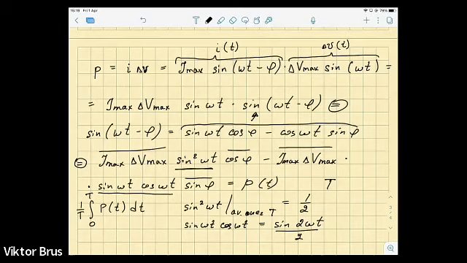So in this case, if we take the average over period T, it will give us 0, because if we substitute 0 for time t, it will be 0.